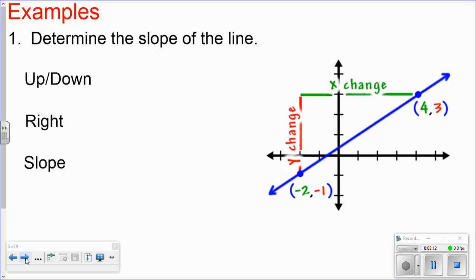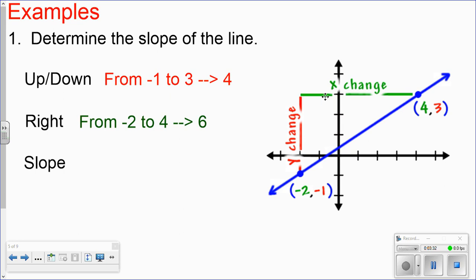So some examples. Determine the slope of the line. The blue is our line, and we're going from negative 2, negative 1. We're going to go up and then to the right. So we're going to go from negative 1 up to 3, so that means it's 4 steps. And then we're going to go from negative 2 over to 4, and that's 6 steps. So our change up and down over our change side to side is 4/6, which has to be simplified to 2/3. So the slope of that line is 2/3.